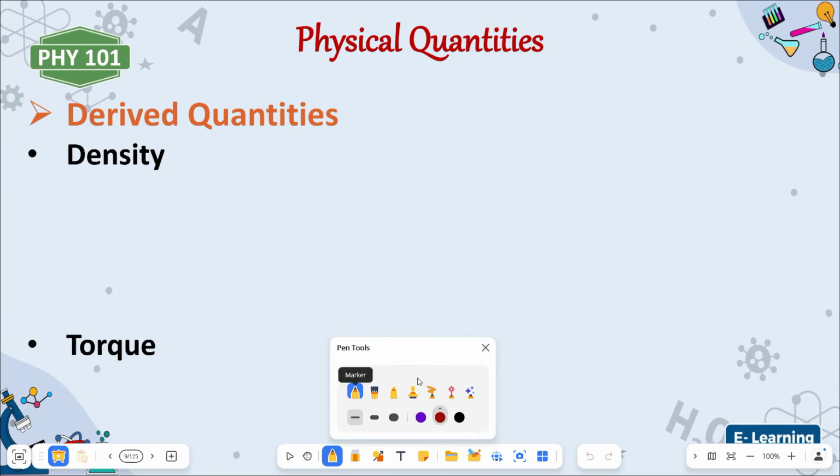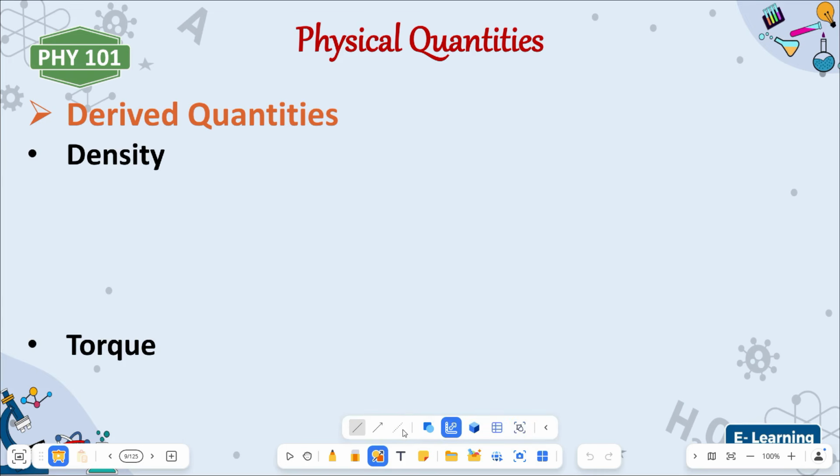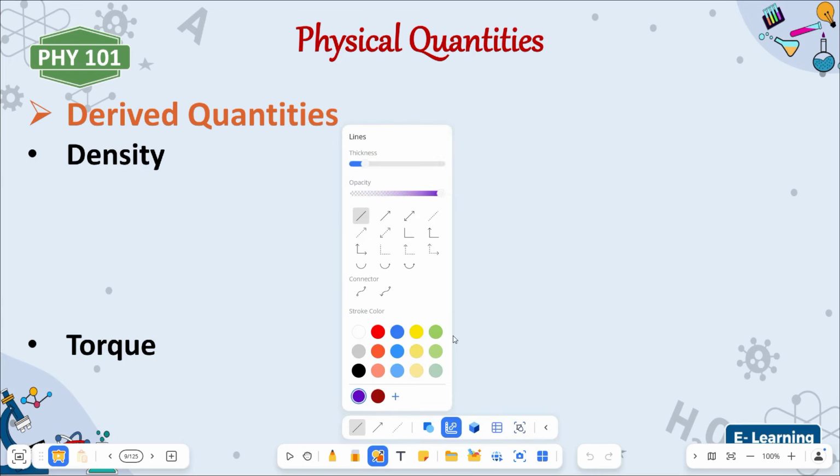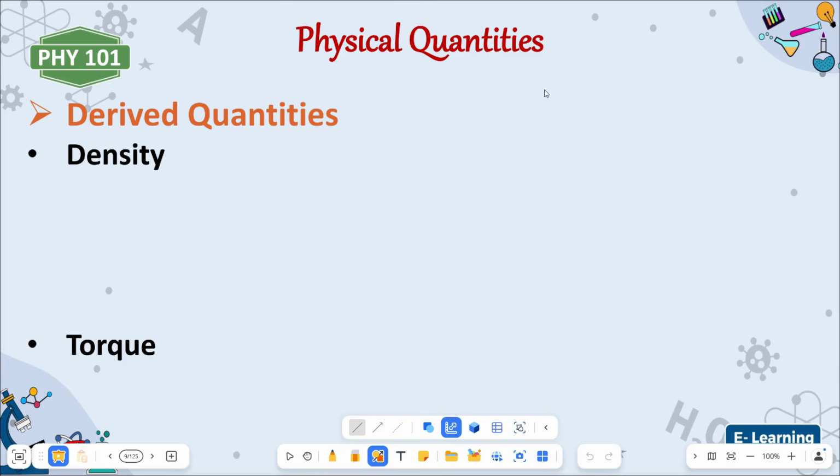Now, the next one is density. So what I'm going to do briefly is just to draw a line here across so that one side will be for density, the other side will be for torque. So that will make things okay.